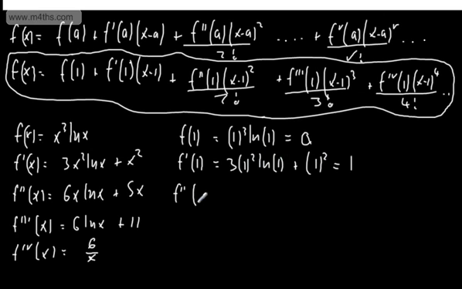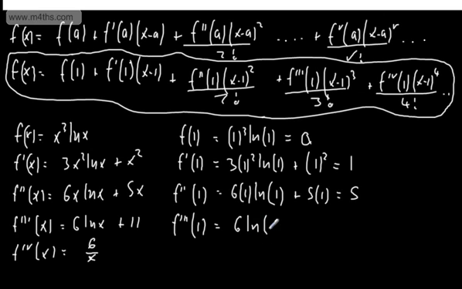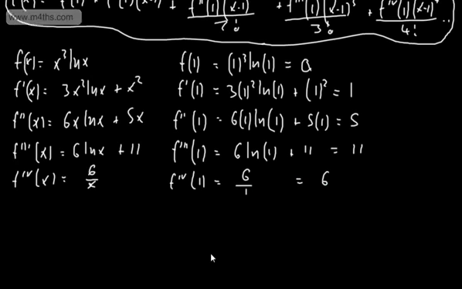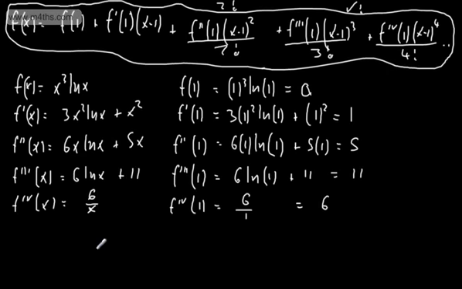Second derivative, evaluating f double dash of 1, we're going to get 6 lots of 1 multiplied by the natural log of 1 plus 5 lots of 1, which of course is just going to give us 5, as this is all 0. The third derivative, we're going to end up with 6 lots of the natural log of 1 plus 11, quite clearly 11. And then the 4th derivative, we're going to end up simply with 6 over 1, which is going to give us 6. So there we go, I'm assuming that you're going to be cool with that.